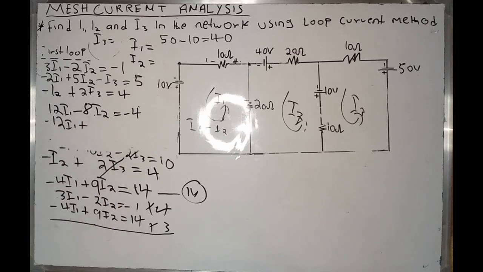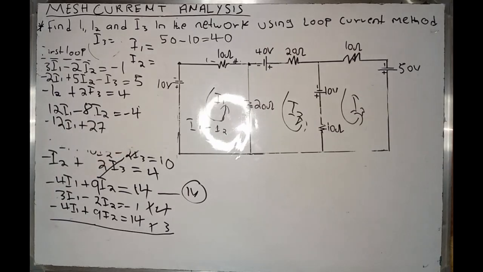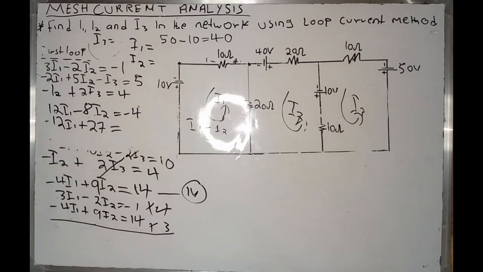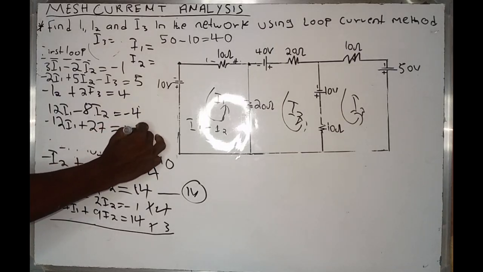plus 3 multiplied by 9, okay, sorry, 9 times 3, I'm having 27. So therefore, which is equals to 14 multiplied by 3, I will end up having 42.